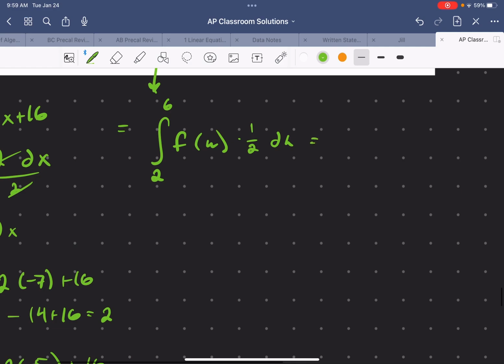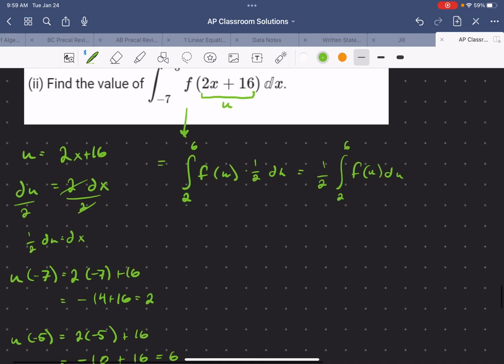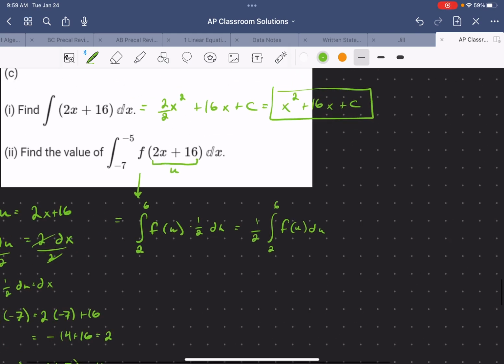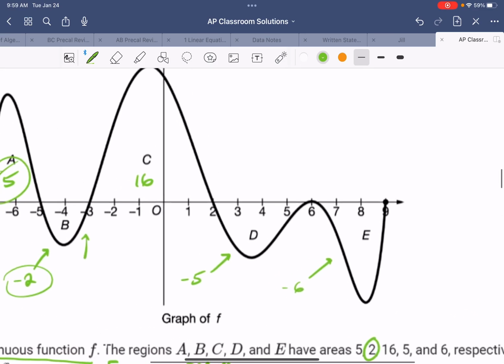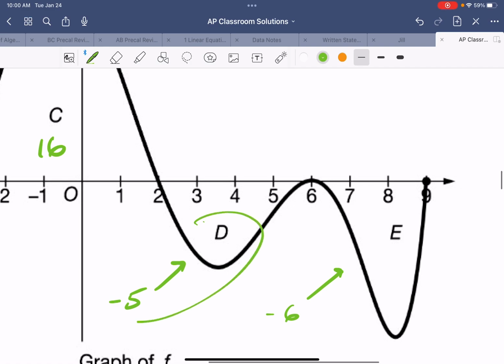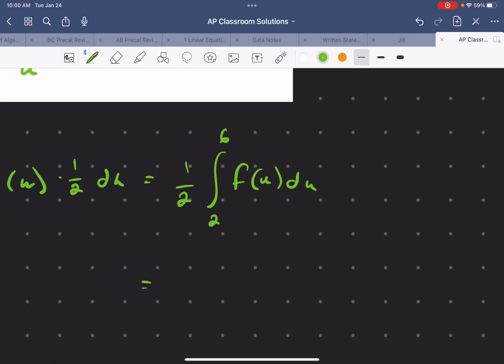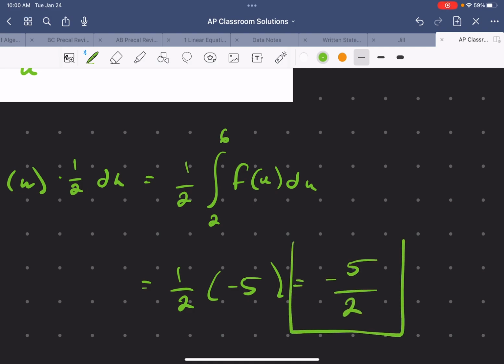So then I can pull the 1/2 out front. So I need to figure out what's the integral from 2 to 6 of f of u du. Well, the u doesn't really matter here. That's supposed to be a u inside there. Let me try to fix that because that's ugly. So the u doesn't really matter. Remember, u is just an arbitrary variable. This is just telling me to go to the graph and figure out what's the area under the curve between 2 and 6. So if I do that, between 2 and 6, notice that's just this piece here. And the area under the curve is -5. So then this would be 1/2 times -5. And then if you simplify that, it's -5/2. And that is your final answer.